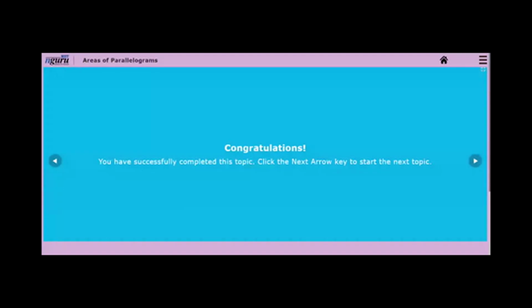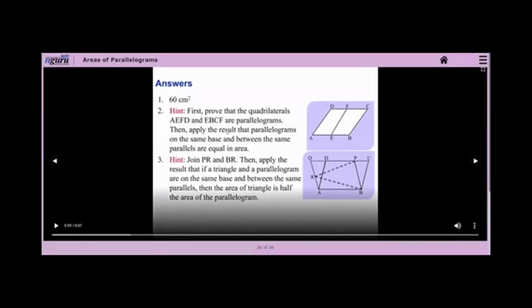Here are the answers. So here they have given the answers. Do you want to check the answer? Yes, ma'am. So 60, and then they have given a hint. They have not given the answer. Here quadrilaterals AEFD and EBCF are parallelograms. How can you say they are parallelograms? DF is parallel to AE, ma'am. DF equal to AE, ma'am. Correct. So they are also parallelograms, so they will be equal in area.